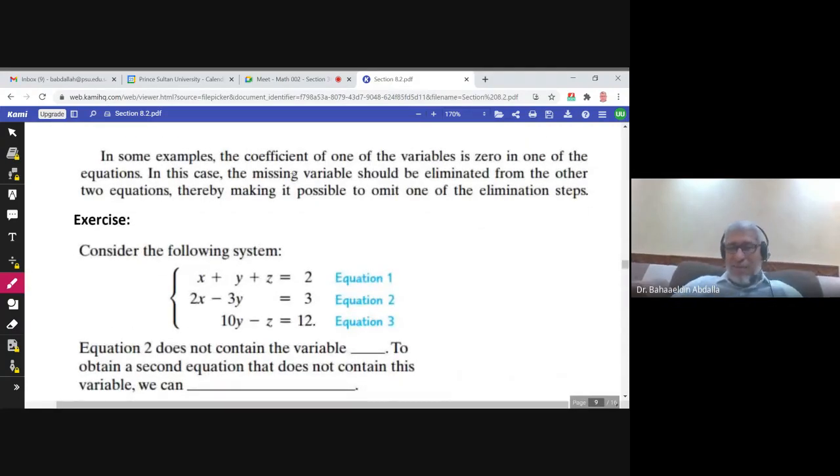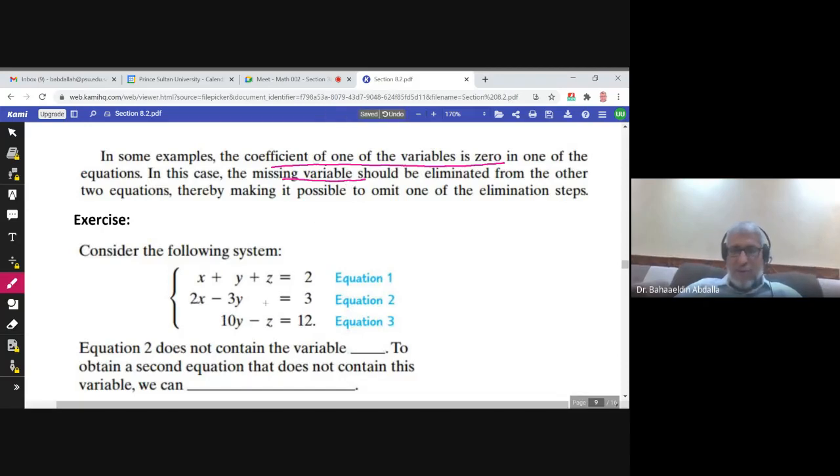Well, sometimes the coefficient of one of the variables is 0. So one of the variables is not there. For example, if you look at the second equation here, there is no z. 2x minus 3y. Where is z? Well, the coefficient of z is 0. Here, there is no x in the third equation because the coefficient of x is 0. So how to work in this case? Well, in this case, you choose the equation with a missing variable.